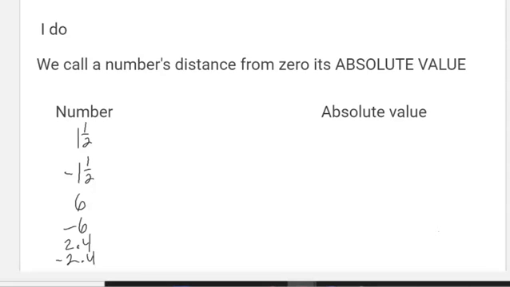And it works like this. So keeping that idea of my library in mind, we call a number's distance from 0 its absolute value. So let's start with my library, right? The bookstore was at 1.5 on the number line. Its distance from 0 is 1.5. Duh, right? It's 1.5 miles from my apartment or from 0 on the number line. Its absolute value, which is its distance from 0, we would say is 1.5.